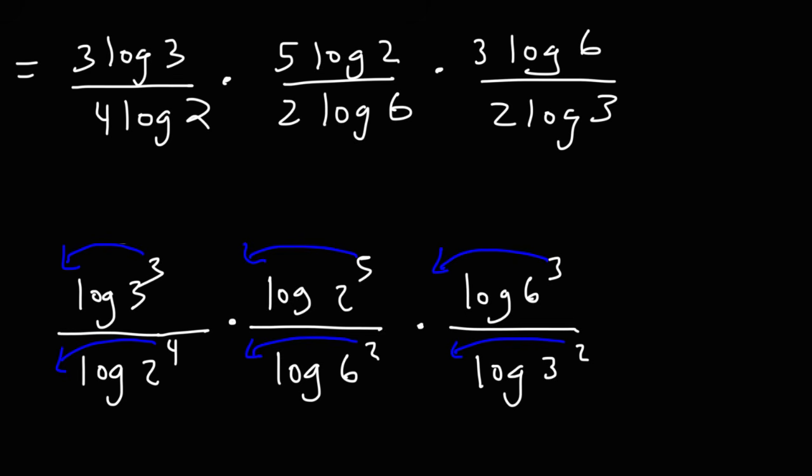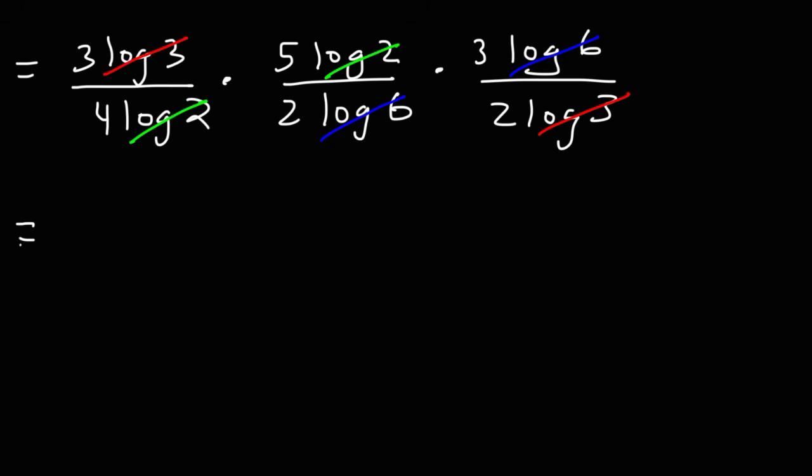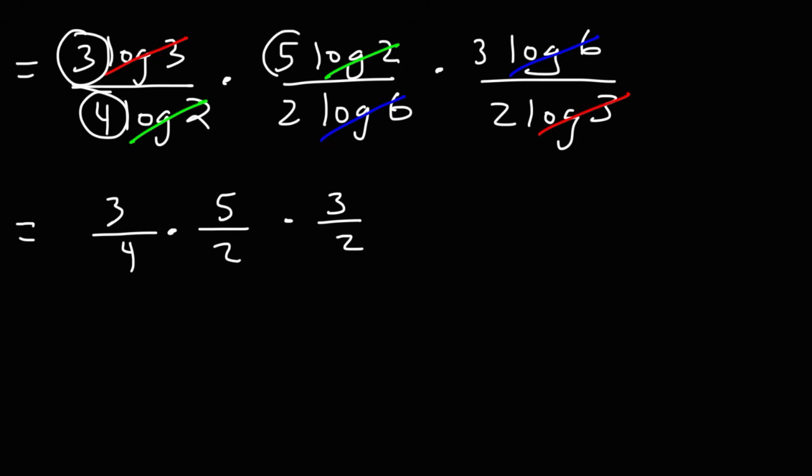So now we need to cancel. We can cancel log 3. We can also cancel log 2. And finally, we can cancel log 6. So let's write down what we have now. So we have 3 over 4 times 5 over 2 times 3 over 2. Just looking at the coefficients that remain. So we can multiply across.